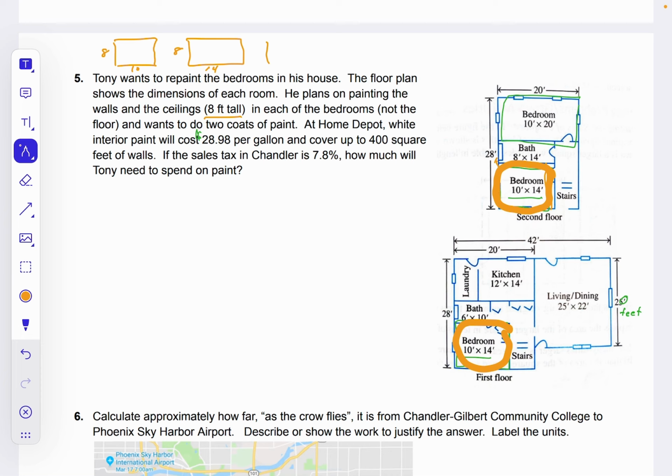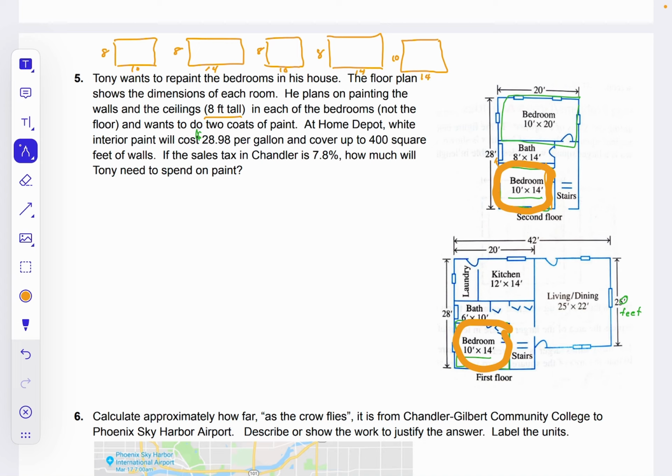And for the sake of this, I'm going to show it out so that you can really think about the sides. It's 8 by 10, and then another 8 by 14. So what that gets us is our 4 walls. But notice we're told we're doing the walls and the ceiling. The ceiling should be the same size as the floor, or the size of the room. So our ceiling would be 10 by 14.